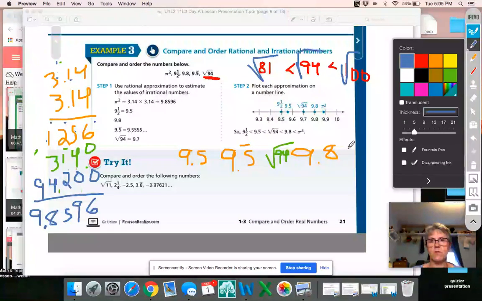So here's where we want to put pi squared. I better get a different color so it shows up. Pi squared. So that took a little bit of work. That didn't go quickly, but that's what you need to do.